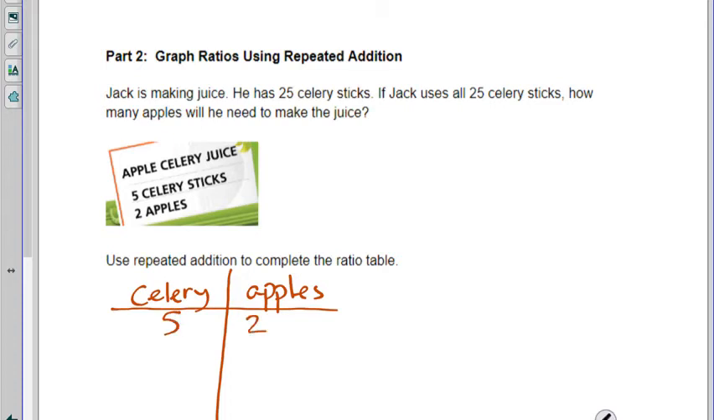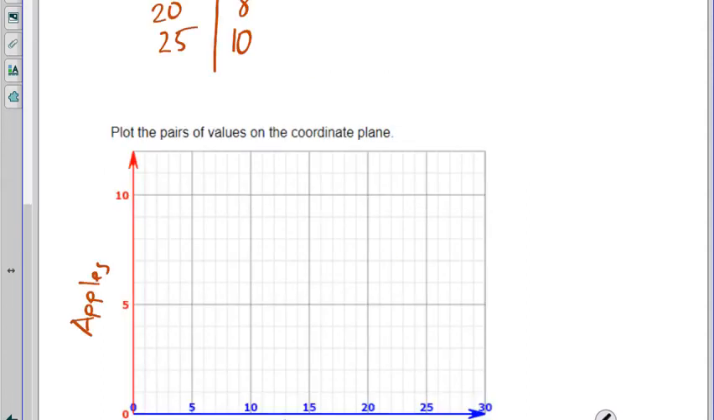Now I'm just going to keep going up by 5s on this side. 5, 10, 15, 20, 25. And I'm going to go up by 2s on the other. 4, 6, 8, 10. Now I have a nice table I can use to graph my ratios. So here we go. When I have 5 celery sticks, I have 2 apples. When I have 10 celery sticks, I have 4 apples. And I can keep plotting all the values from my table. And connecting them, I get this graph.